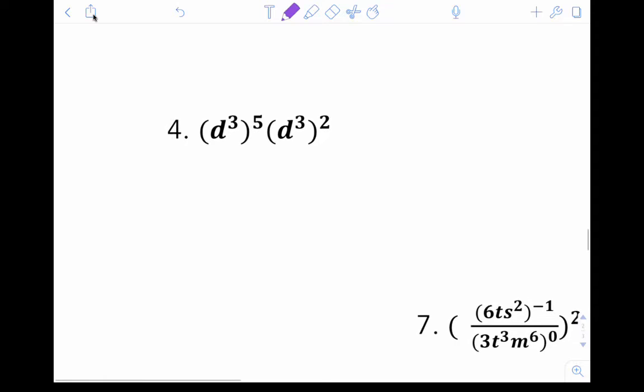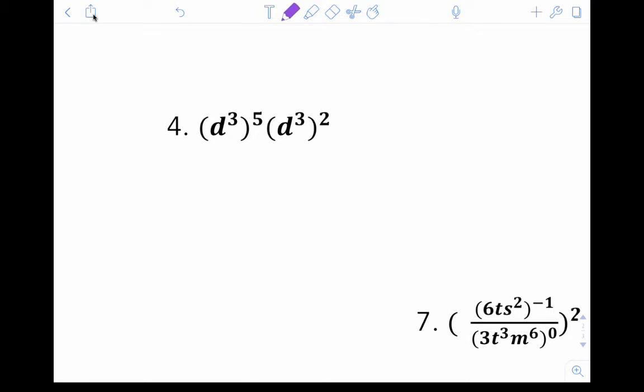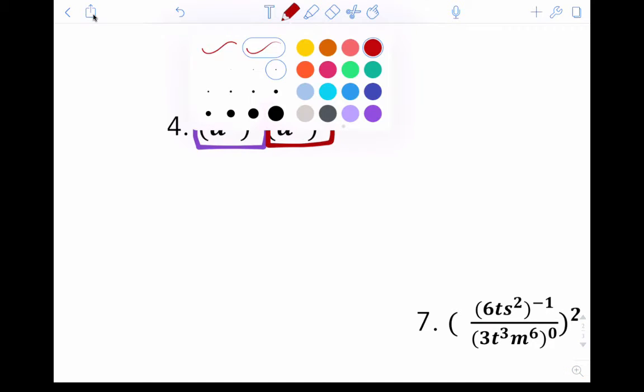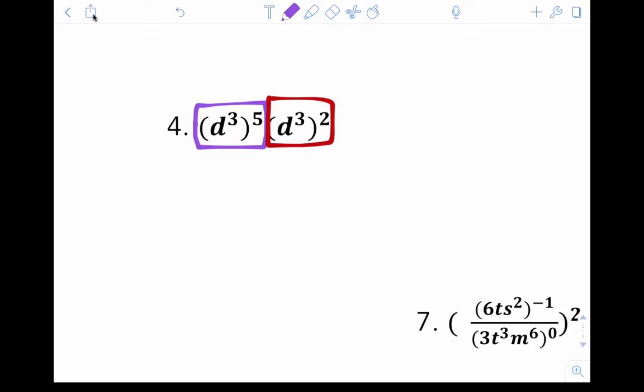Moving on to number 4. This is getting a little bit more complicated. So I'm going to take this one part at a time. First, I'm going to do the first part of the product, and then I'm going to do the second part of the product. And then I will go another step and I'll combine these.